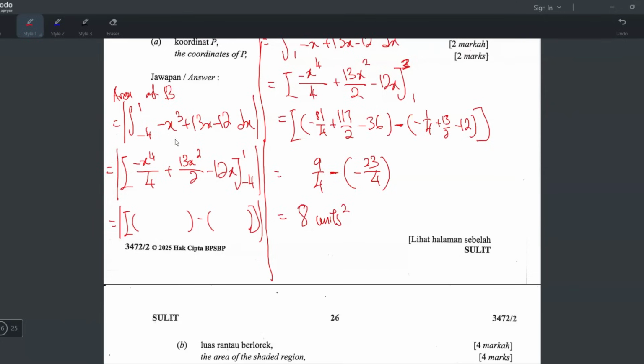Okay, substitute 1 inside, what happened? It will be the same with this. You remember this one also, you substitute 1 inside, right? And the result comes out is negative 23 over 4. So if you are lazy, you can straight away write negative 23 over 4.